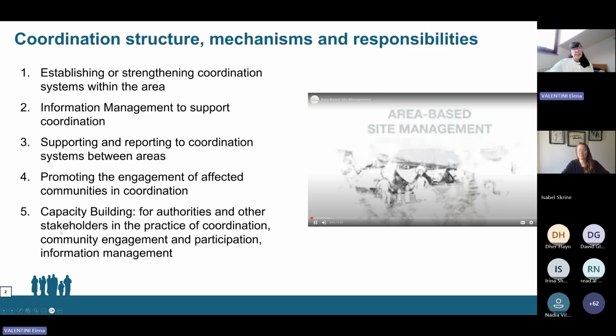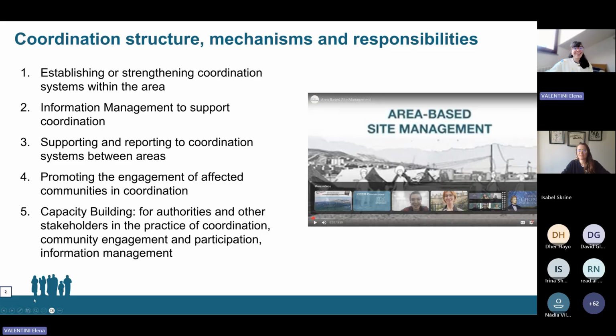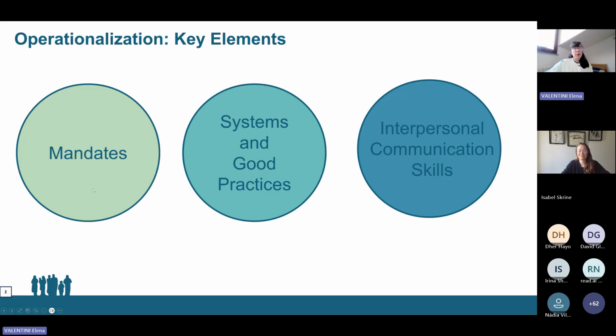As Isabel mentioned, this is the area-based site management explainer that you can find also linked on our webpage. As Isabel said, in the guidance note, we also look at operationalization, first at key elements for coordination. These key elements, if you are familiar with the global CCCM training package, remain the same, whether you're coordinating in a classic site management response or through an area-based site management framework.